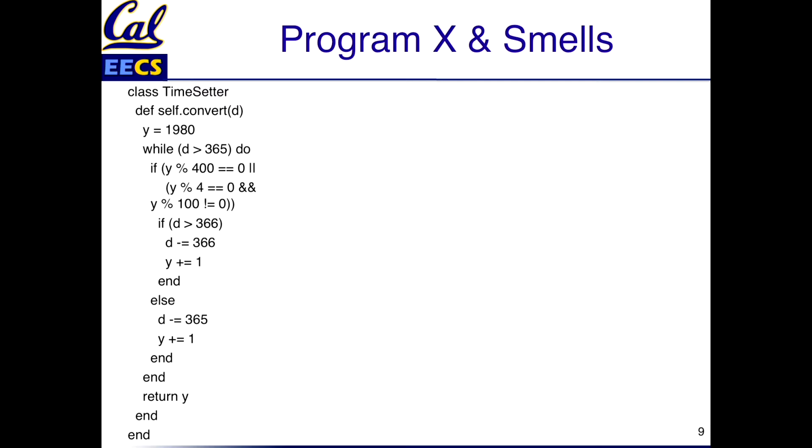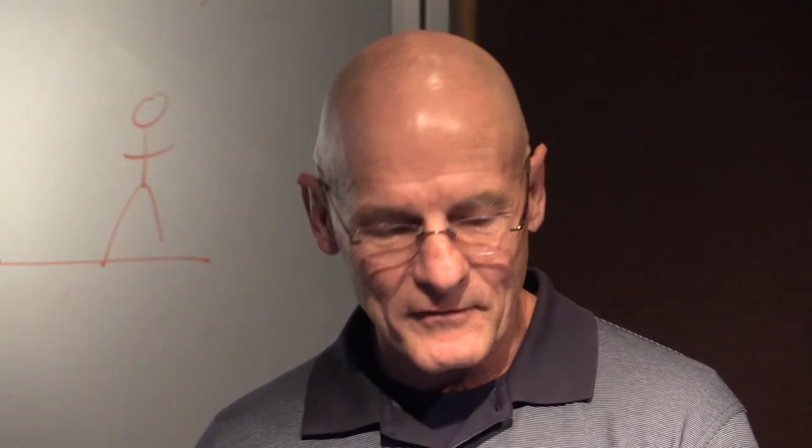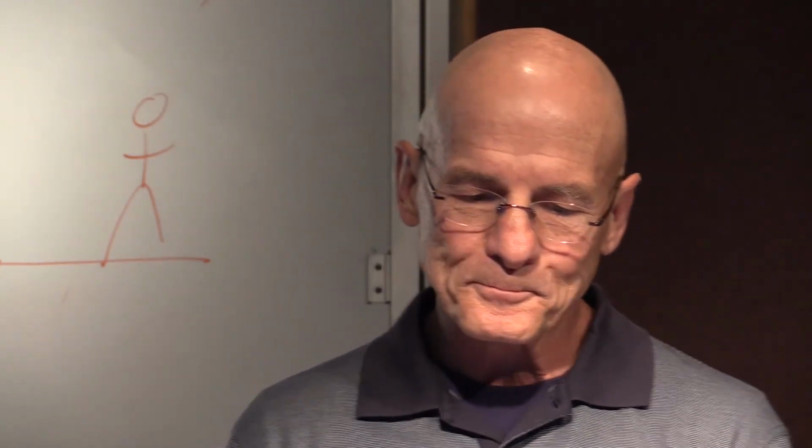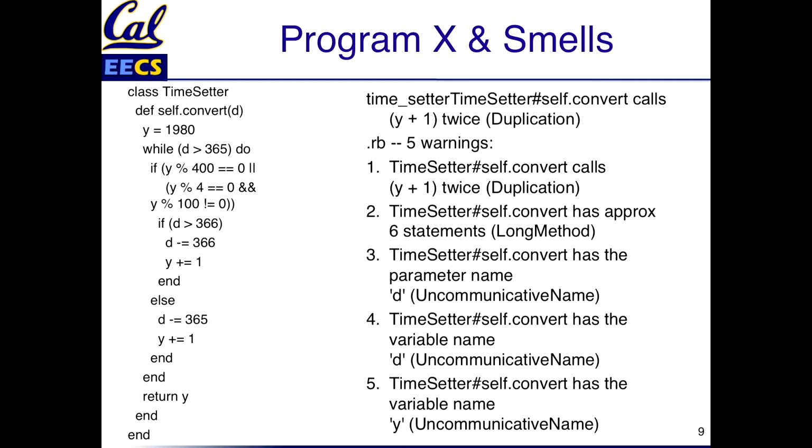So when we run it through Reek, which is this thing that's looking for smells, giving a qualitative evaluation, what does it say about this program? Well, what it says at the top is that it talks about dryness, right? Don't repeat yourself. It says this y plus 1 is used twice here. So at the end of each of these if and else statements, it's the same statement. So you're doing it twice where you could get away with it once. Next thing it says is the method is long.